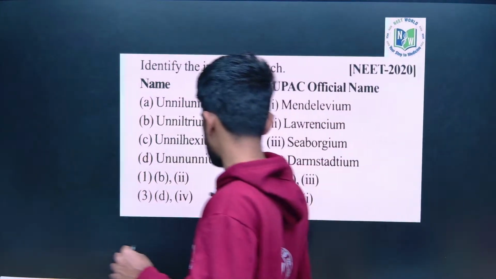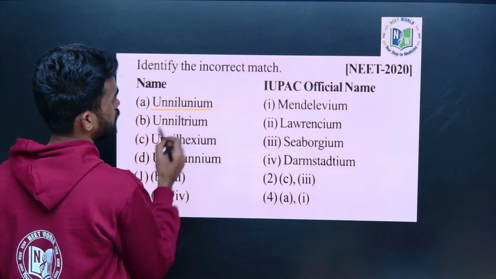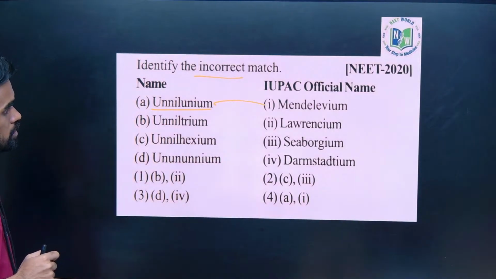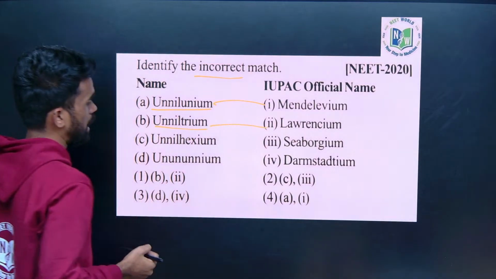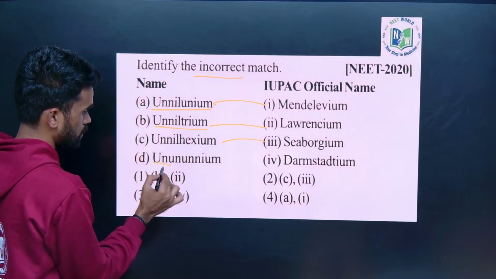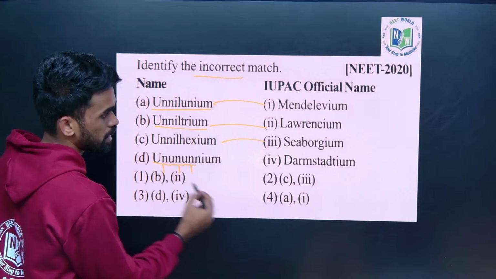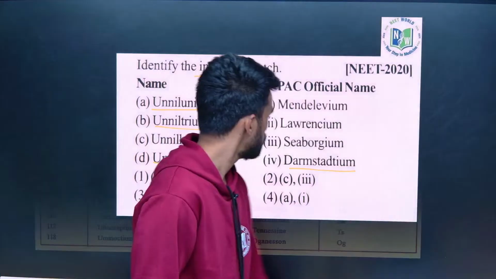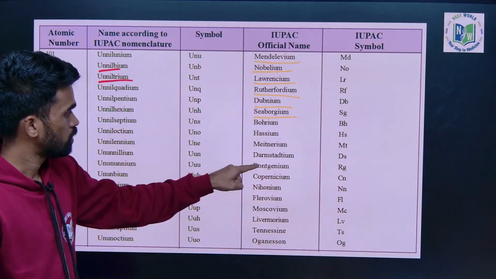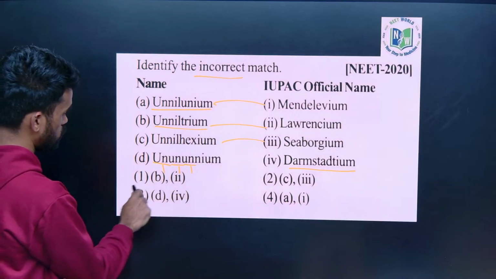See, we got this question in 2020 NEET. So tell me. Unnilunium means Mendelevium. They are asking for the incorrect one. Next, Unniltrium means Lawrencium, 103. Unnilhexium means Seaborgium, that is 106. Darmstadium, and here it is given as 111. But Darmstadium has atomic number 110. If you look here, it has atomic number 110, but 111 is given. So 111 is wrong, which means that is the incorrect one. So this will be your answer.